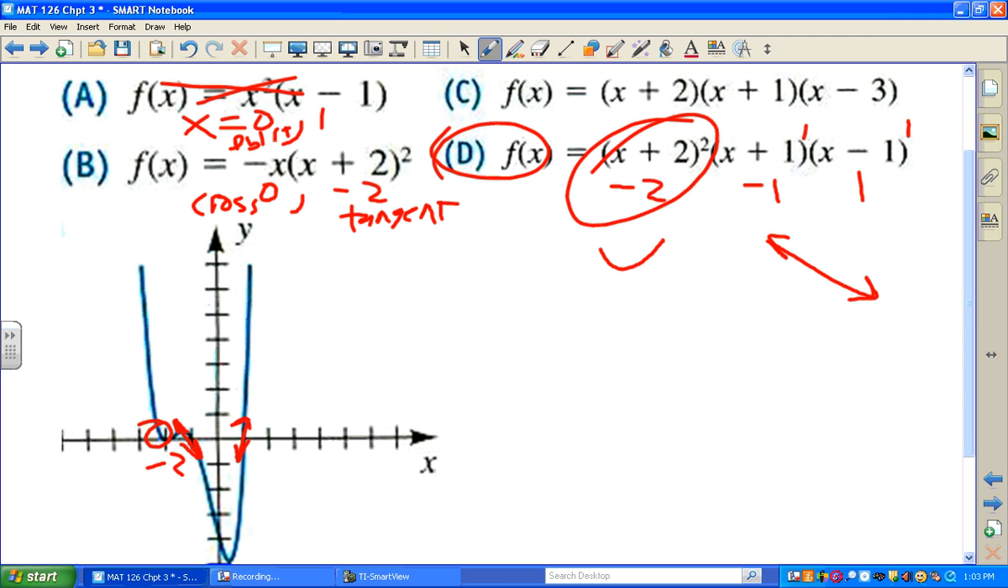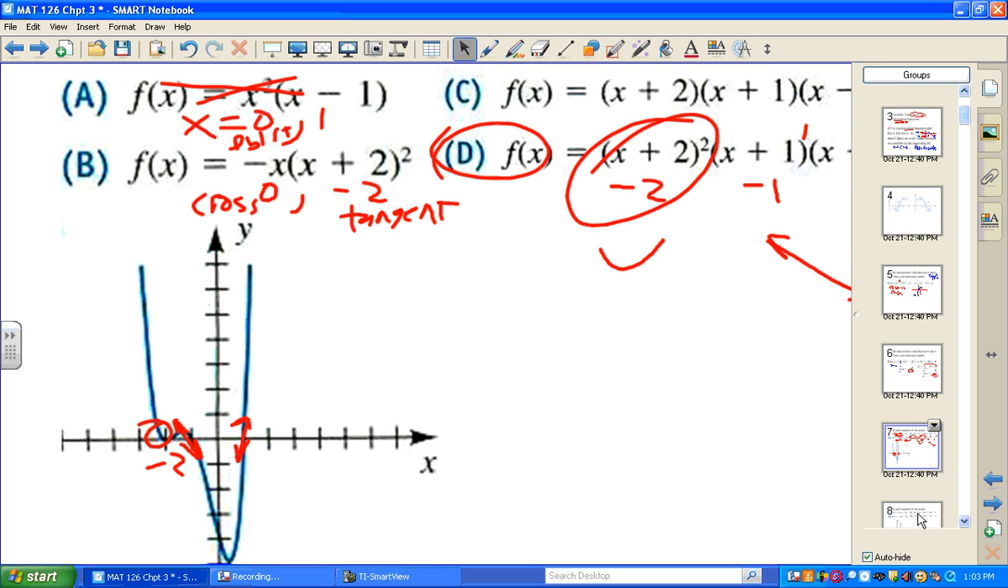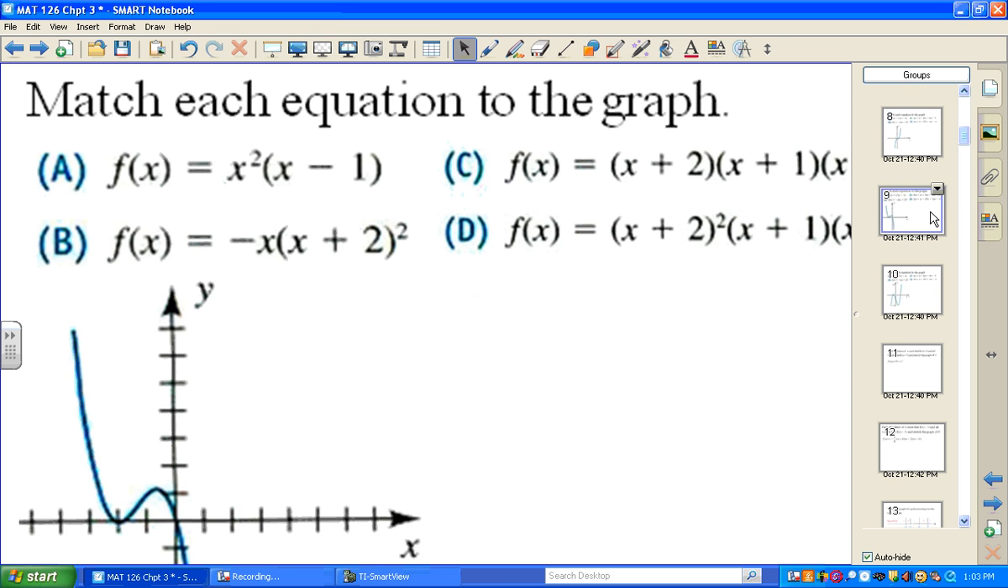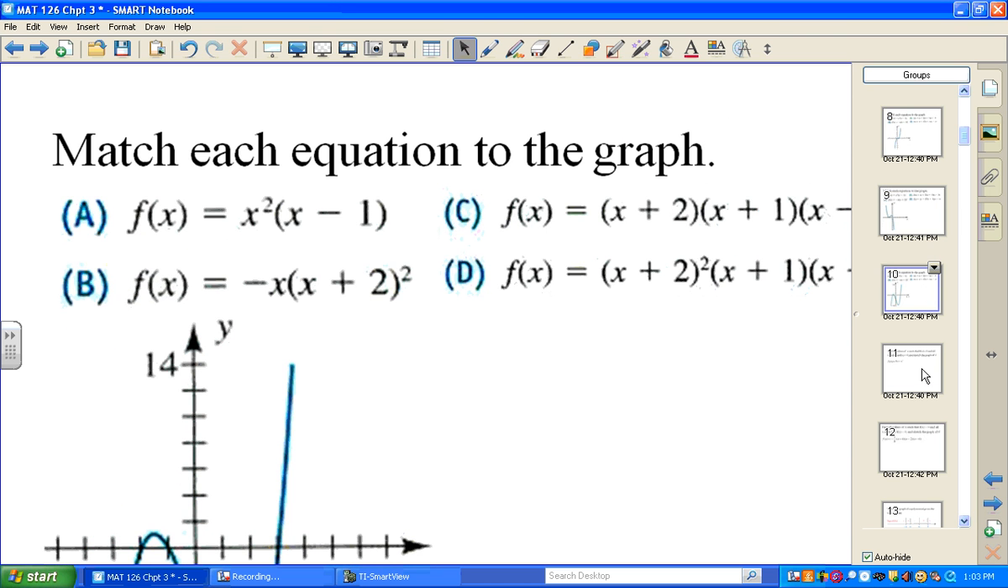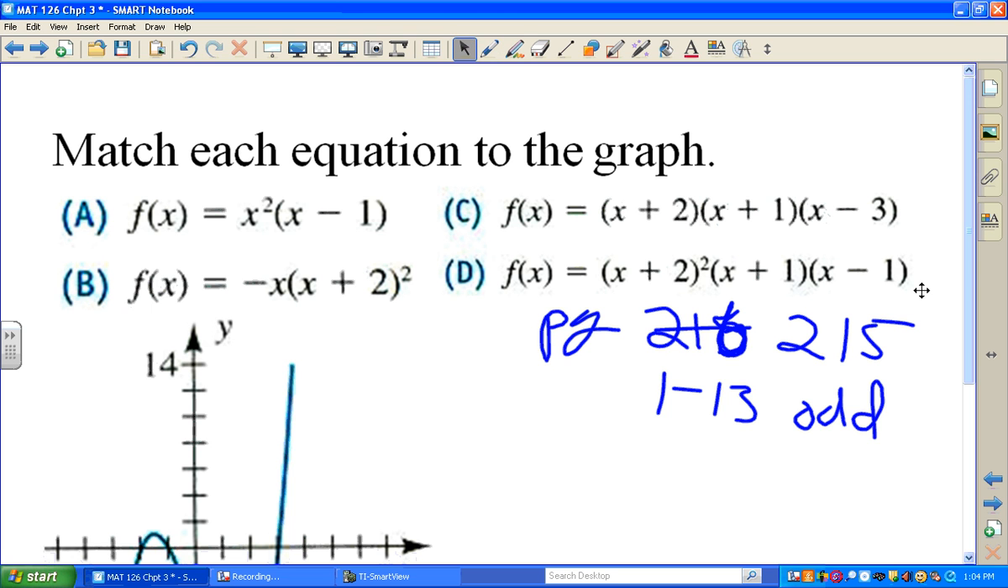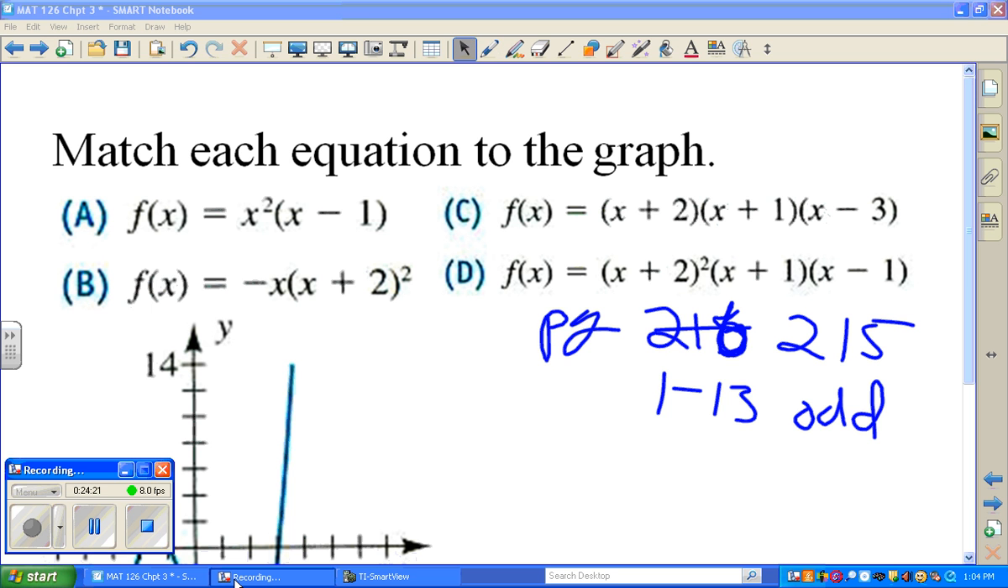10 minutes? That's quiz time. Okay. How far do we get? 12? This is still 12? Still 12? All right, so we'll get through like 1 through 13. 13's a different thing. Yeah, you can try it. What page? 215? 216? 215. Okay. 1 through 13 off. Not bad.